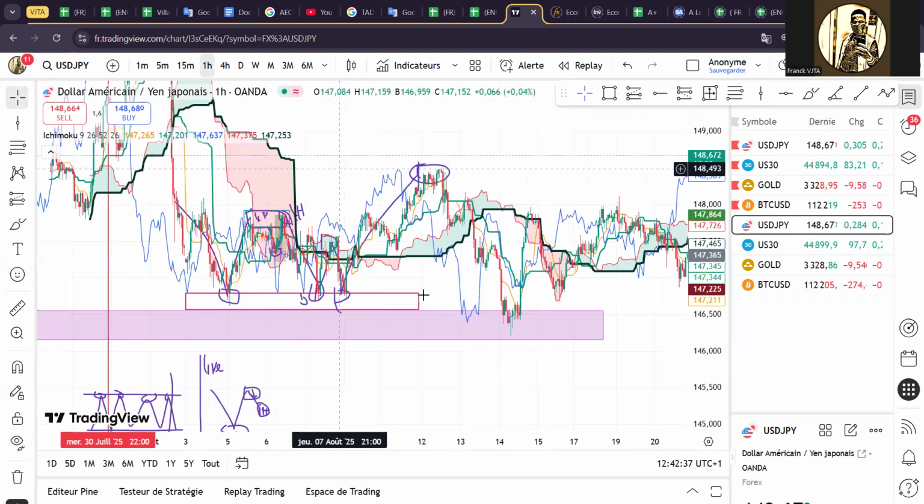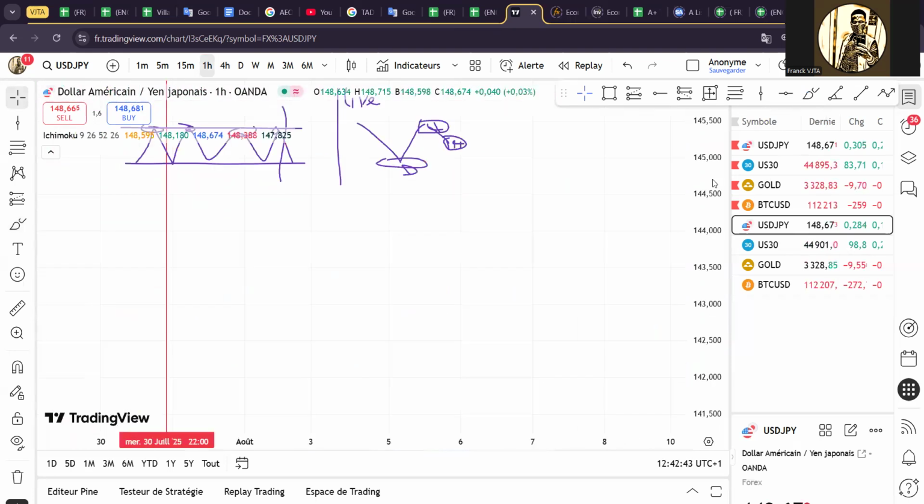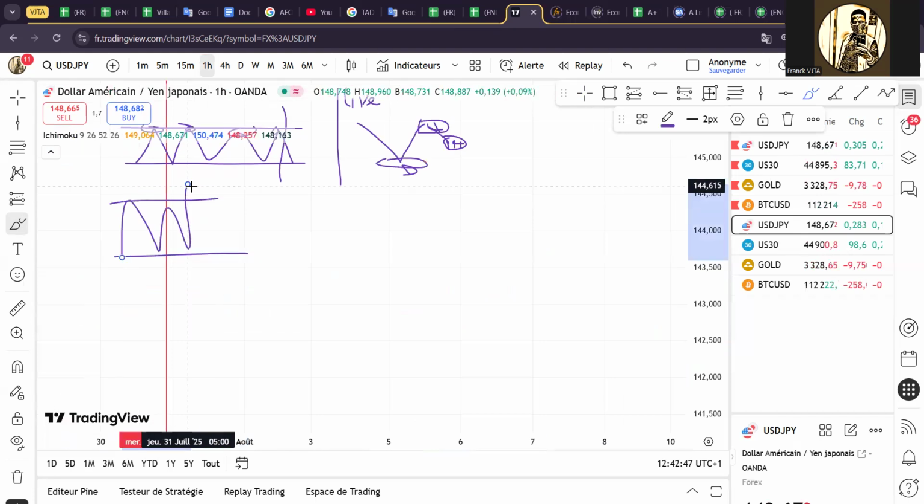So a range doesn't look like this. A range has never looked so perfectly like this. No. You only say that it's a range when it has already passed.